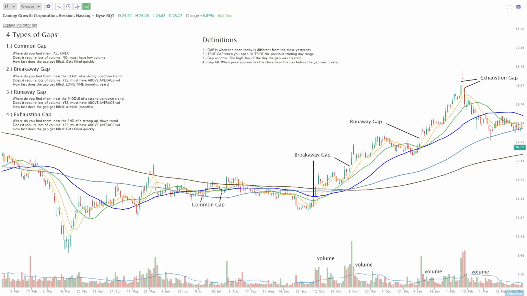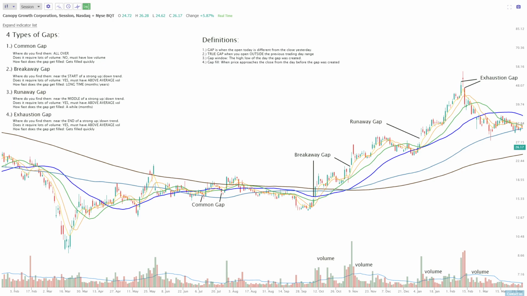Today we're going to review gaps, what they are, some terminology that we use, how we play them, what they mean, what they don't mean, etc. So first off, some definitions that I'd like to go over here.